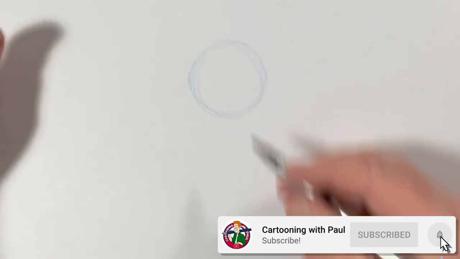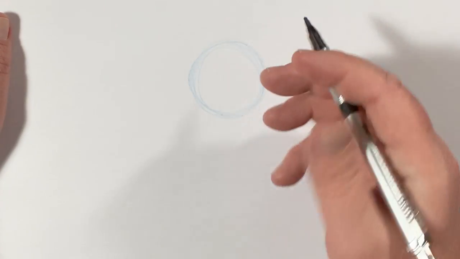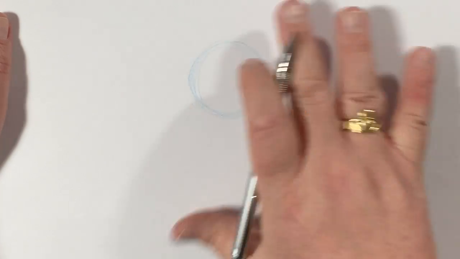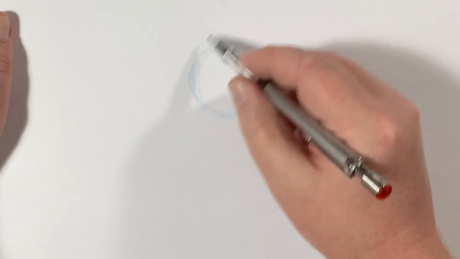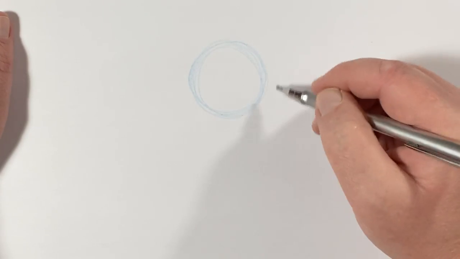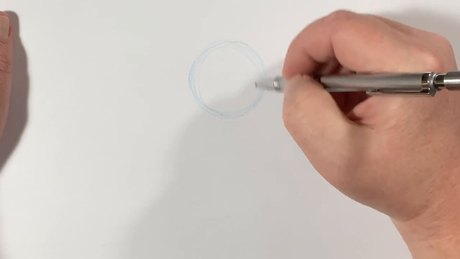Now, I have been getting some comments that some people would like to know how large I'm drawing these shapes. Keep in mind that I'm not drawing on an 8.5 by 11 sheet of paper. But if I were to figure this out, this circle is a little more than about 1.5 inches long.